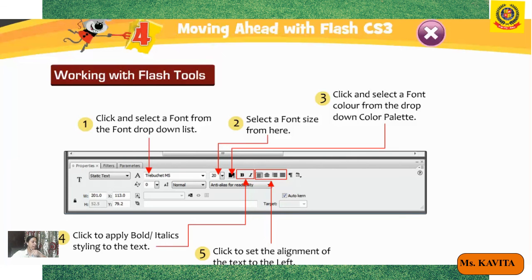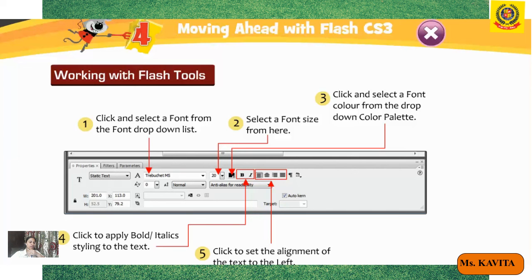Now, setting the text properties. As soon as we select the text in the text box, options in the property inspector change to display the properties that Flash allows us to set for text. Means you can change the properties. You can make it big, you can make it bold, you can underline it, you can write in a different font.